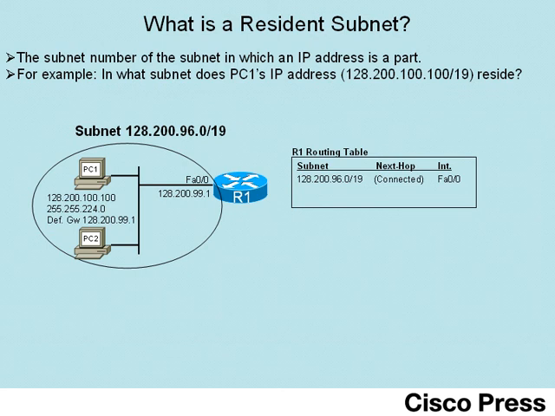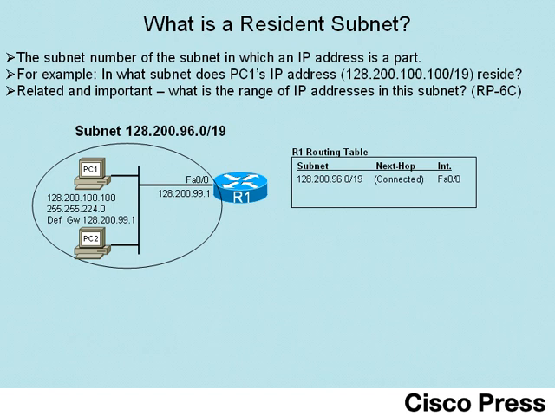Now, another fact you might want to know is, what's the range of IP addresses that can be used inside that subnet? For instance, if you added another PC to this subnet, what would be a reasonable IP address to choose that would be a legal IP address? Lab 5 shows how to answer that particular question by showing a process through which you can find the range of IP addresses in a subnet along with the subnet's broadcast address.